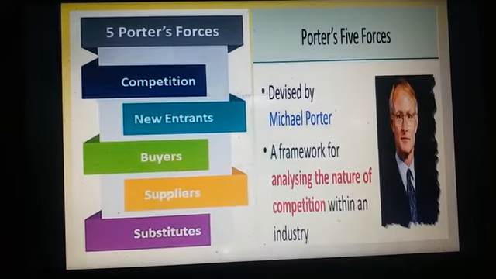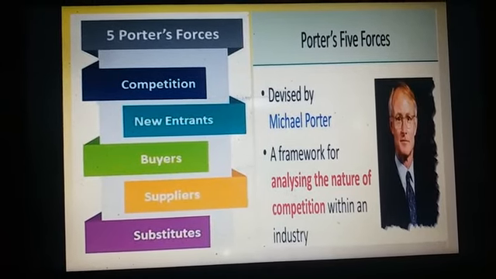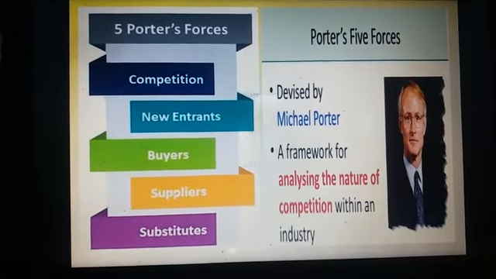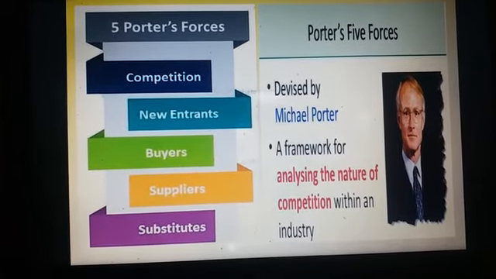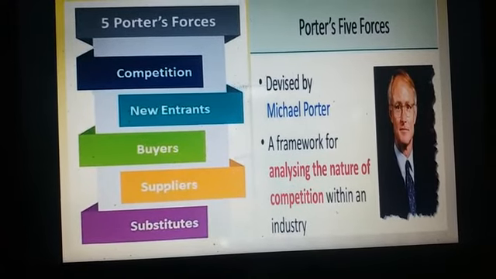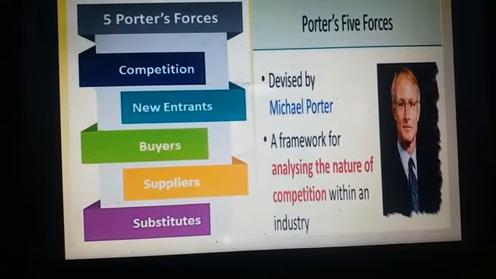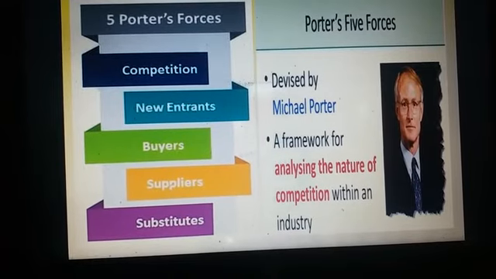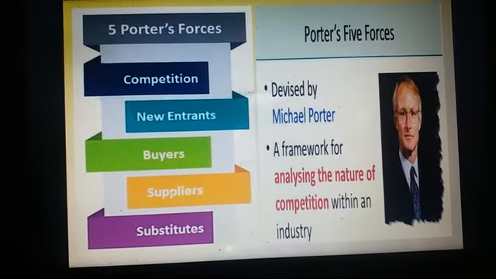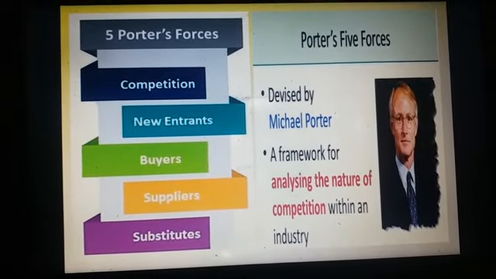So, through that, the level of competition and the uses of strategy came into the picture, which he has used in the Porter's five forces model. Now, there are five parameters for the five forces model. You can have a look on the left hand side. That is the competition, new entrants, buyers, suppliers, and the substitute.